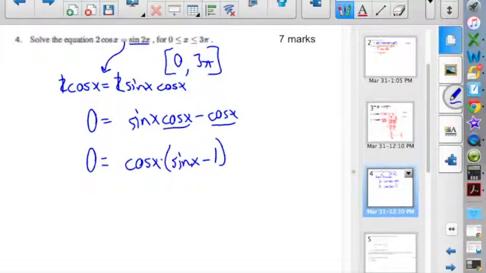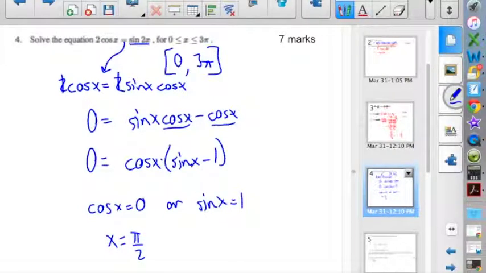Once you factored it, either cosine equals 0 or sine equals what? 1. Because that would make this whole thing 0. Okay? So now you have to think, where does cosine equal 0? Think about your unit circle. Pi over 2 or 3 pi over 2.